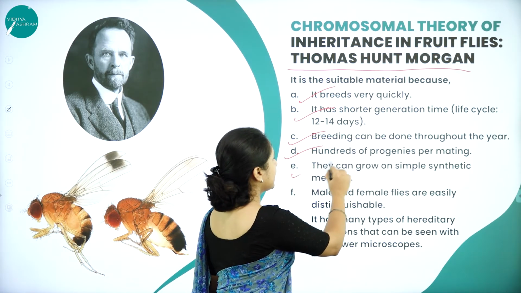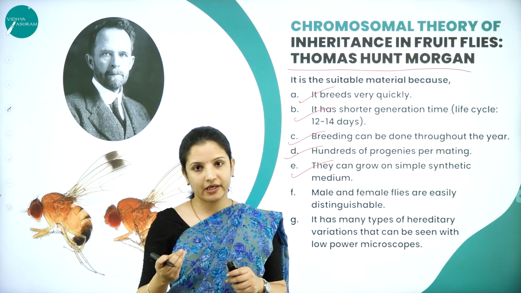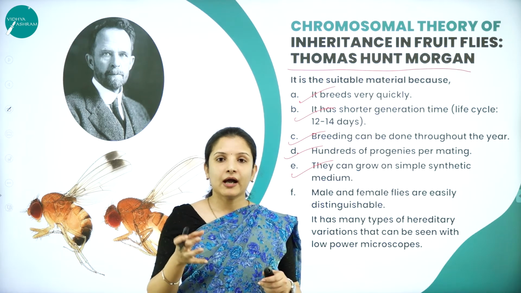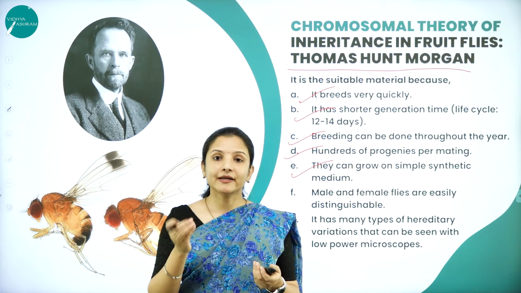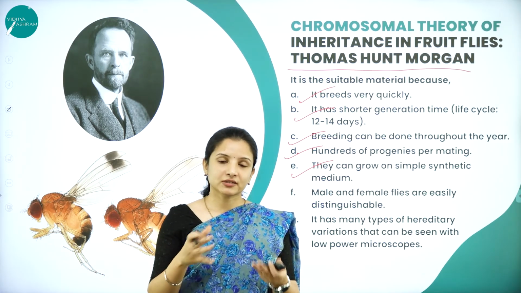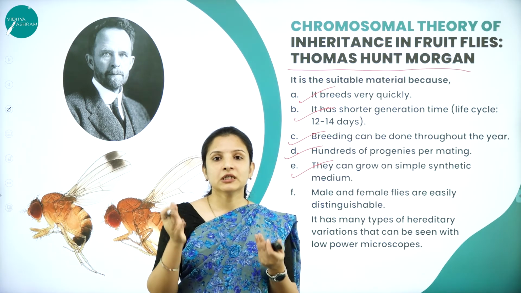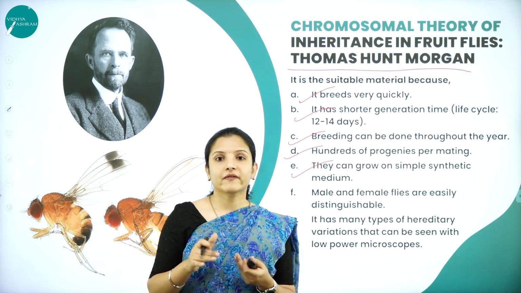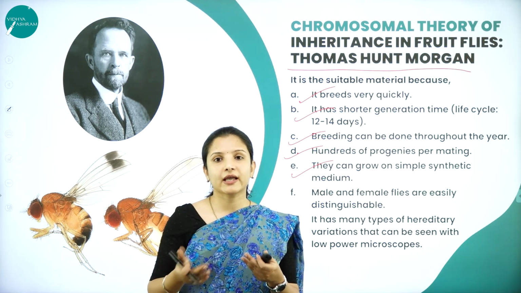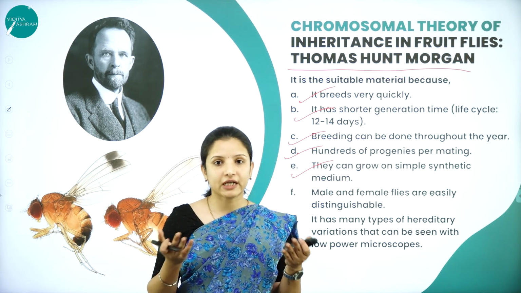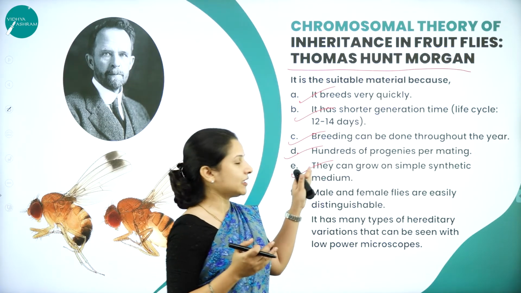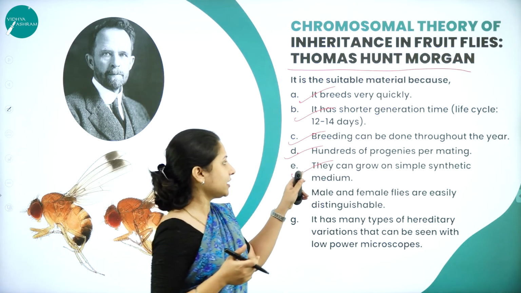And also they can be grown on simple synthetic medium. Just squash a banana and put it in a bottle and add agar to that and just keep it like that. The flies will come, sit on it, lay the eggs, the larvae will start feeding on it, they will grow, and again the flies will make a home of that synthetic medium. So that is why it is very easy to culture, that is why it is used.